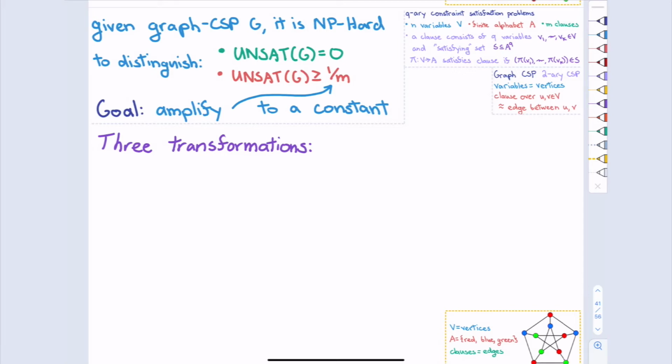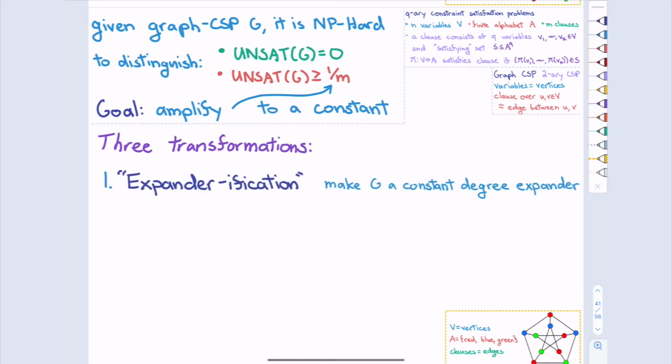All right, so these transformations are, number one, some kind of pre-processing step. So we take our graph CSP and we'll turn it into a constant degree expander. I just want to make sure that the underlying graph is a constant degree expander. Okay, so it turns out that both having a good spectral gap and having constant degree is going to be very useful, particularly in the next two steps, which are a little bit more involved. The last step I haven't even made the slides for yet.